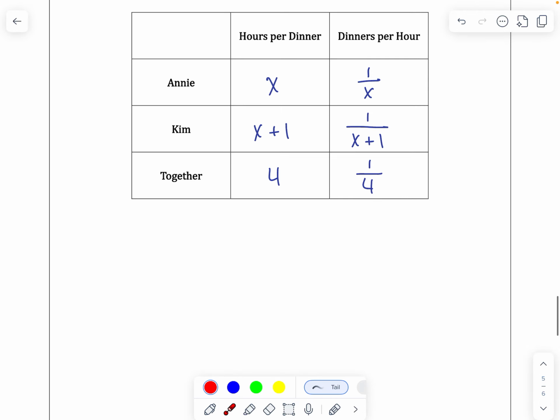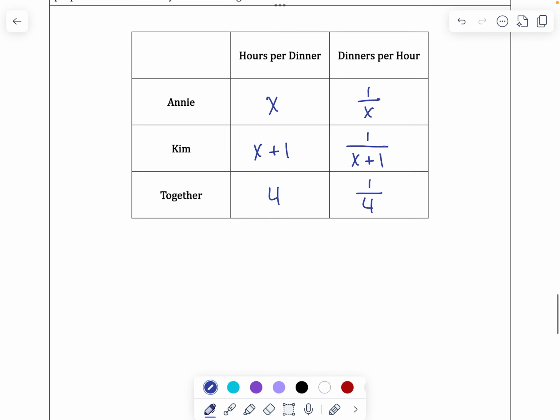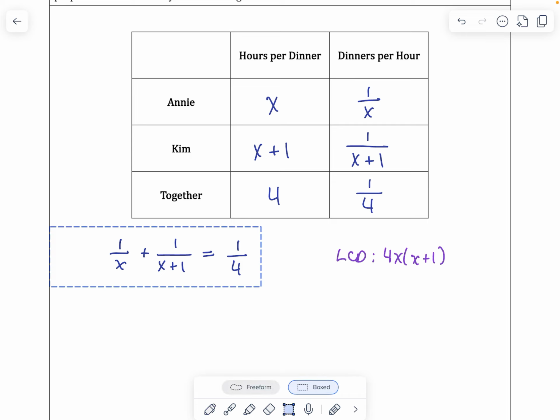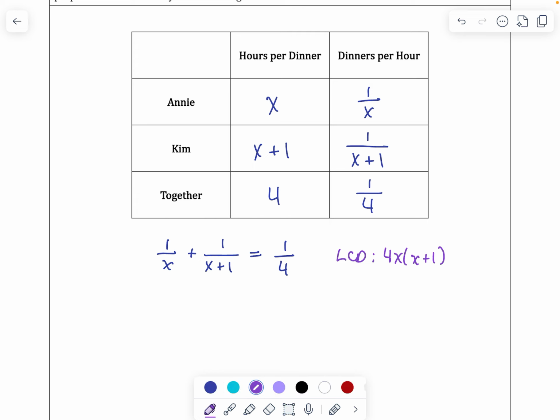And the sum of these two is going to equal 1/4. However many dinners Annie can put together per hour plus however many dinners Kim can put together per hour is going to equal 1/4. That's the setup here. So similar to the last one, we need an LCD. The LCD here is 4x times x plus 1. If we multiply the entire equation by the LCD, it's going to get rid of all the fractions for us.